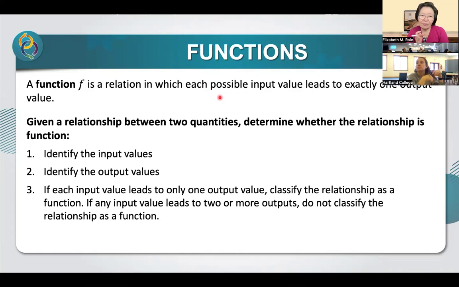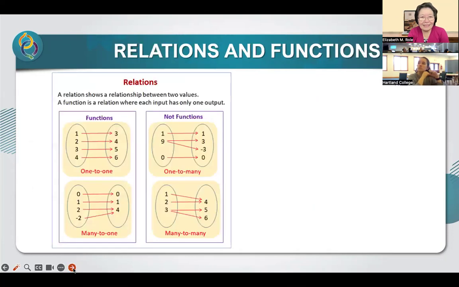So if you want to determine whether the relationship is a function, you should know what the input values or the domain are, then what the output values, which are the range, are. And if one input value leads to only one output value, it is a function. But if one input value will lead to two or more outputs, which means that there's one input and two outputs, then that means that it is not a function.